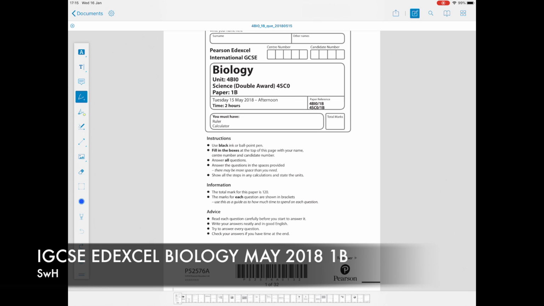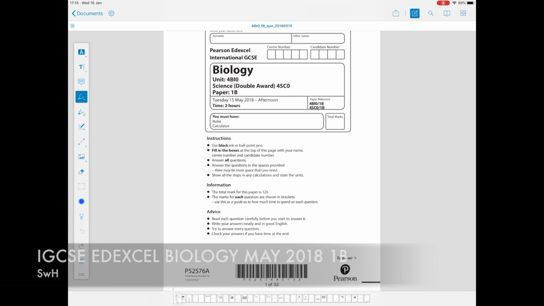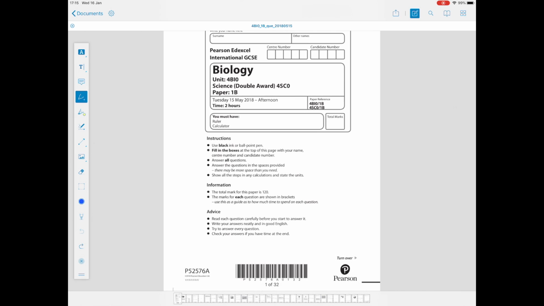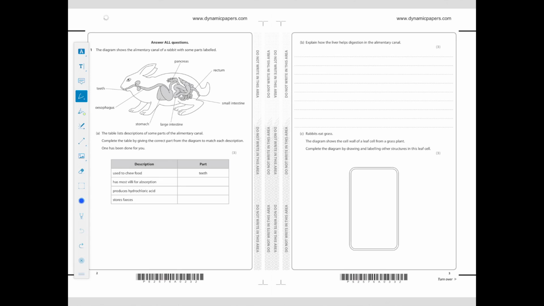In today's video, I'm going to be answering the IGCSE Edexcel paper 1B from May 2018. So starting with question 1, the diagram shows the alimentary canal of a rabbit with some parts labelled. The table lists descriptions of some parts of the alimentary canal. Complete the table by giving the correct part from the diagram to match each description. One has been done for you.